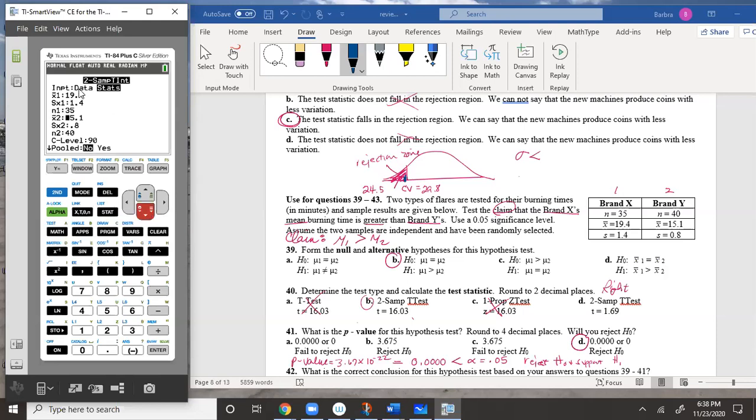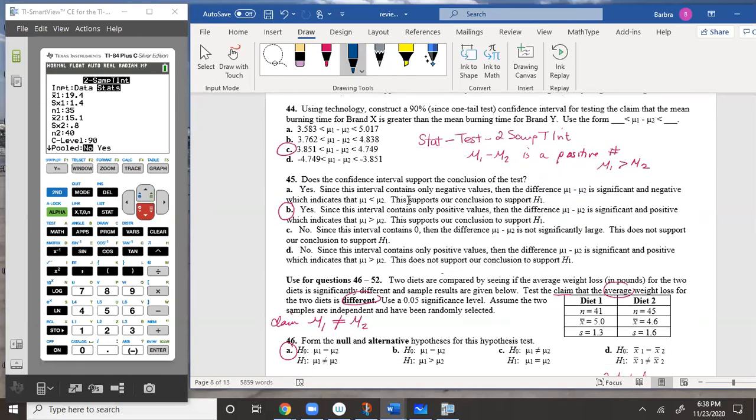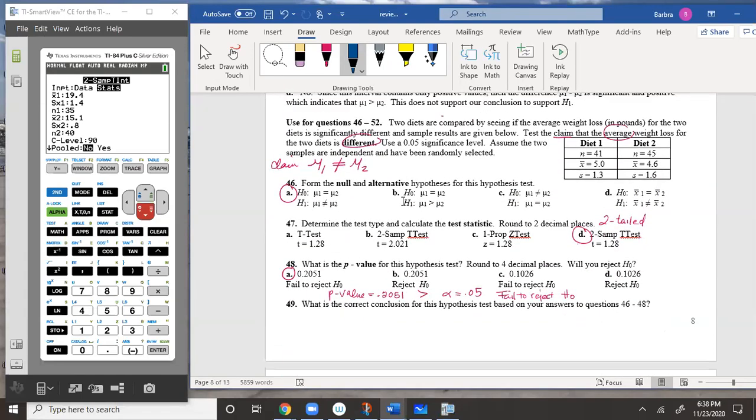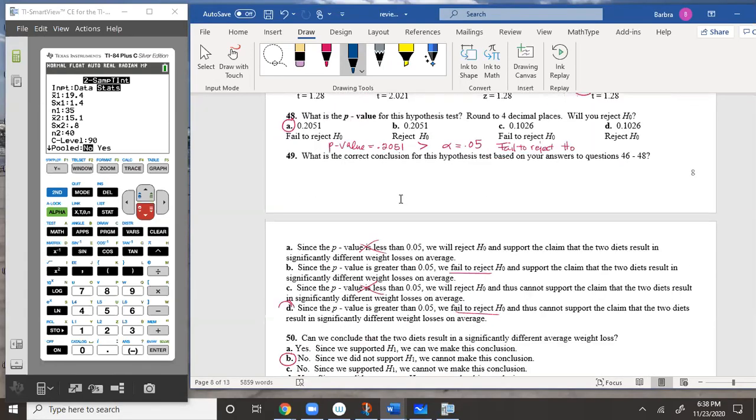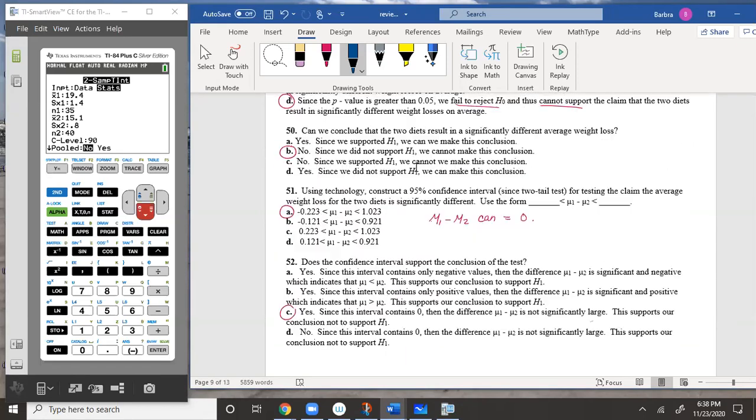So make sure that your numbers are correct. So 19.4 is the mean, 1.4 is the standard deviation, 35, and then we go to 15.1, 0.8, and 40. And then make sure your confidence level is what they give you in the problem. And it's 90. What does yours say? That's where I messed up. I put 95. There you go.